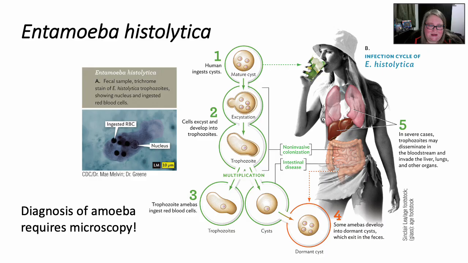Now, there are some cases where the trophozoites can actually leave the digestive tract and enter the bloodstream. When they do this, they can invade things like the liver, the lungs, and the brain, and cause a lot of severe tissue damage there. But one of the important things to remember is that with eukaryotic parasites, microscopy is going to be a huge part of the diagnosis process because we can see these really well under the microscope.